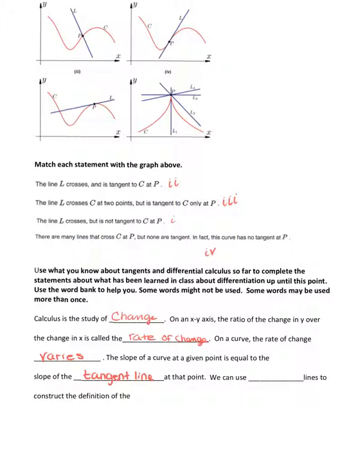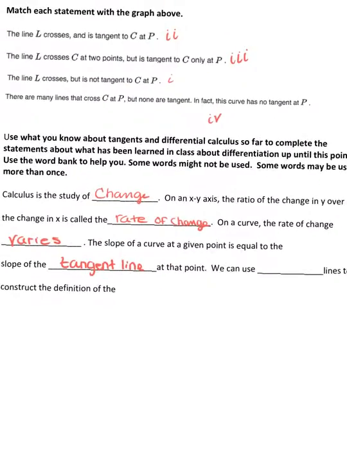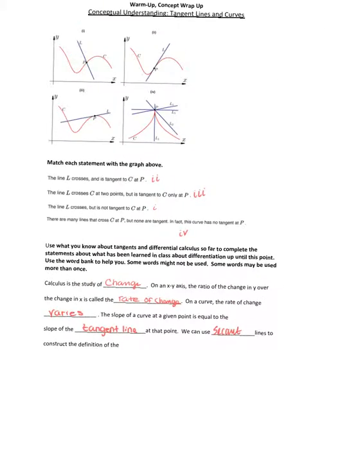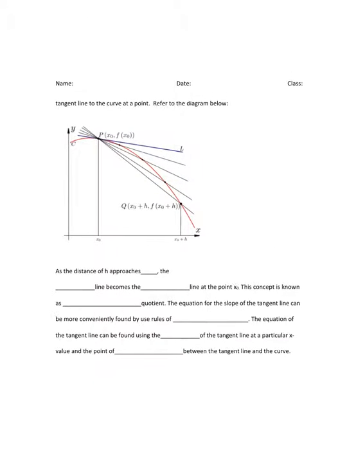So in the beginning, we didn't just look at tangent lines because we didn't know the basic differentiation rules, but we used what kind of lines to construct the definition of the tangent line? Secant. Right, we looked at secant lines. And that's when we took the limit of the infinitely many secant lines to find the tangent line. And that's what this next page is going to help us. So it says we can use secant lines to construct the definition, recall, of the tangent line to the curve at a point. Refer to the diagram below.